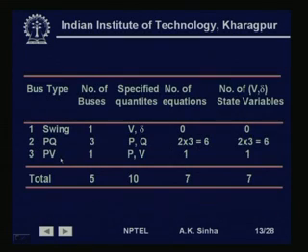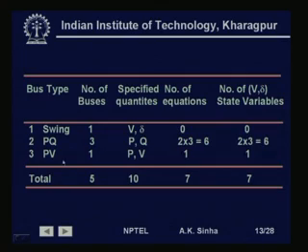So, at this bus what are the specified quantities? The real power injection is specified and the voltage magnitude is specified. So, what do we need to find out at this bus? We need to find out the angle delta for this bus. So, the number of state variables is 1, and how many equations can we write for this bus? Since we know only Pi, we can write only one equation for this bus.